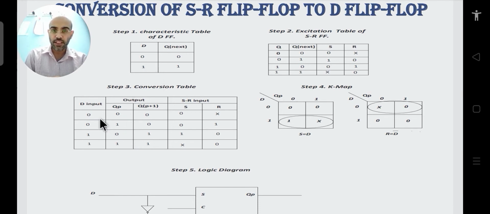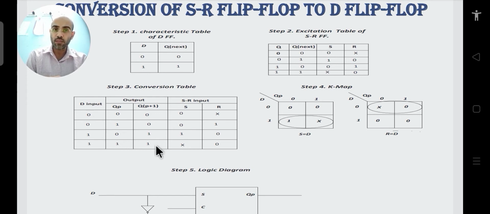Although in this characteristic table you can see that there are 2 entries only, whereas in the conversion table I have made 4 entries. This is because I have considered 2 states of QP, QP equal to 0 and QP equal to 1. So what happens in these 2 cases? Because there are 2 inputs, there will be 4 possible combinations, and QP+1 is the output of this state. Because in the characteristic table of the D flip-flop we have not shown QP directly, that is why it has only two rows.